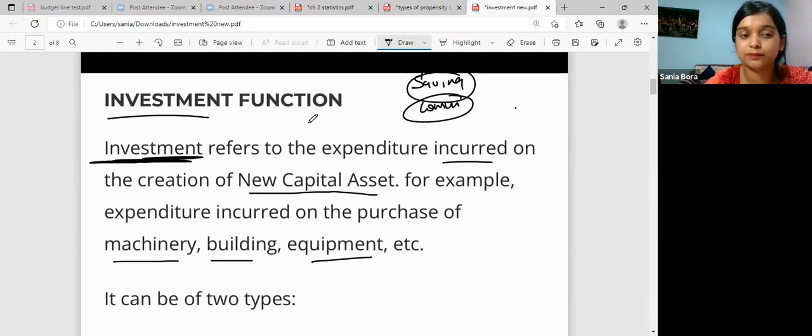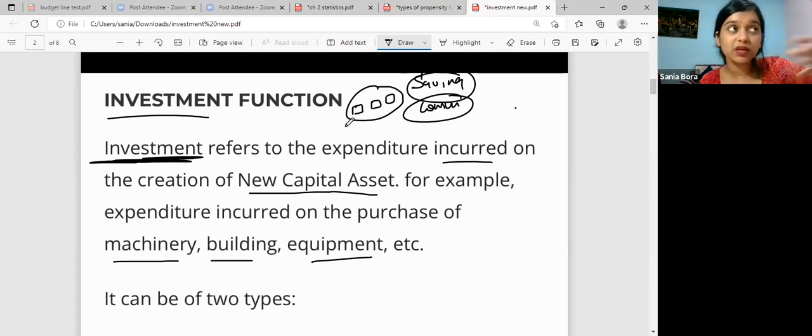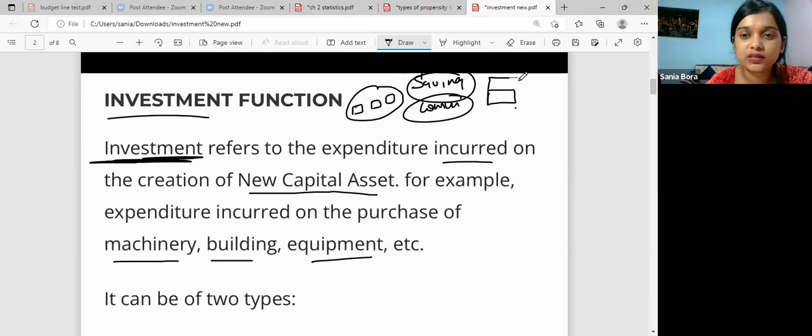For example, you have this hall. You have this computer lab. You bought this computer lab, and you bought computers over here, right? So basically what you are doing is you already had something and you are adding to it. For example, you had this land and now you constructed a building over here. You already had a land, but now you constructed a building.